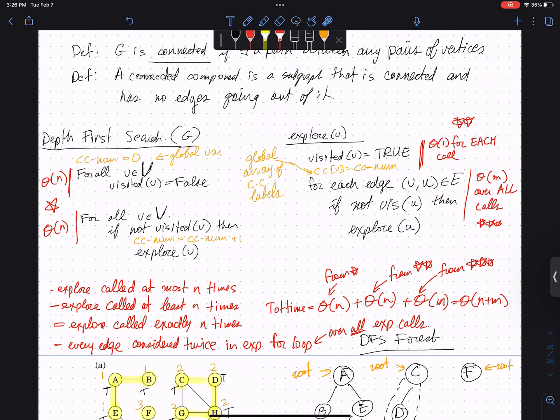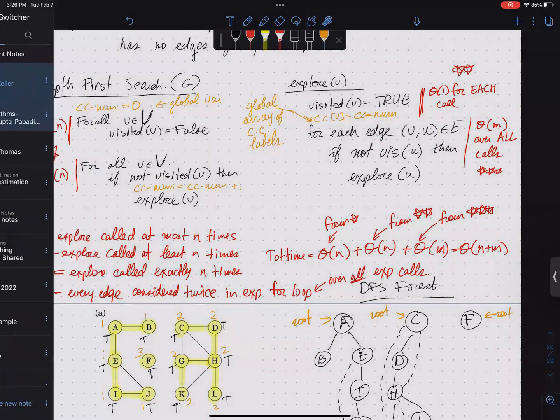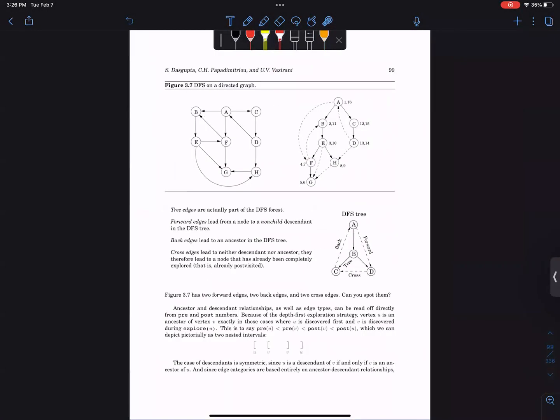The only place where we look at the edges is here. So for each edge VU. Before, like here, we would look at A, we would look at all its neighbors, B and E. Now in a directed graph, we're only going to look at the out neighbors, so the edges coming out of A. Let's see an example. We'll take one from the book.